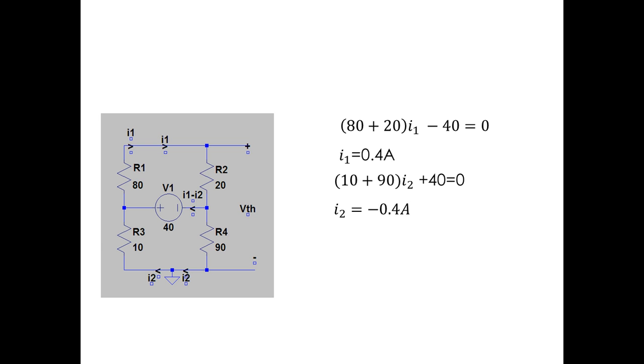Applying KVL to the full circuit, we get minus 90 I2 minus 20 I1 plus VTH is equal to 0. On substituting the values of I1 and I2, we get VTH is equal to minus 28 volts. R is equal to RTH, which is equal to 25 ohms. Pmax is equal to VTH square by 4 RTH. On substituting the values, we get minus 28 the whole square divided by 4 into 25, which is equal to 7.84 watts.